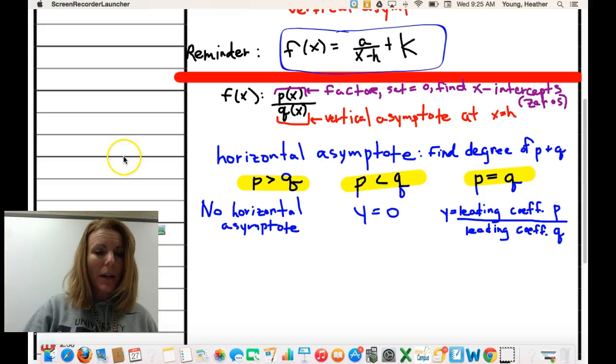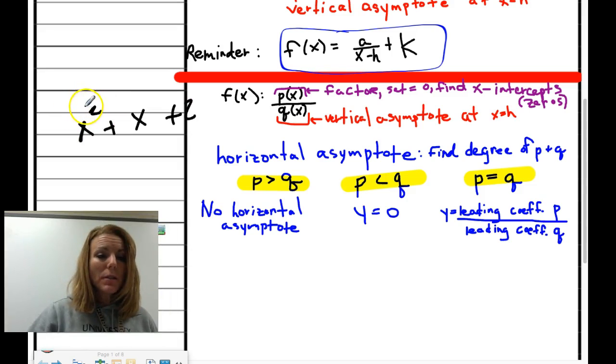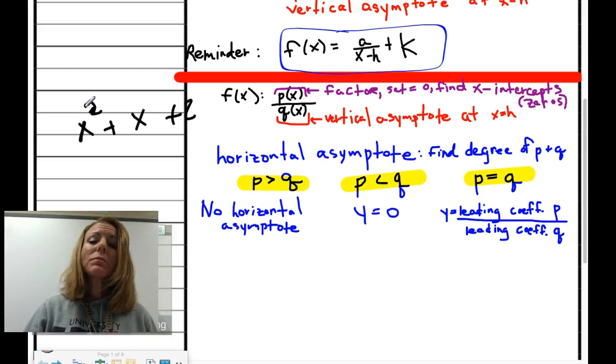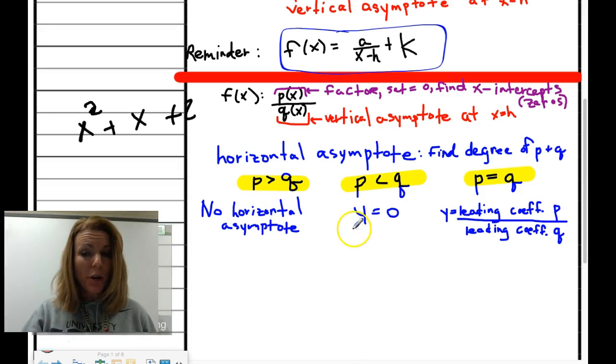For example, if I write over here x squared plus x plus 2, the degree would be a 2. That's how you find degree. Look at the highest exponent in a polynomial. If the degree of polynomial p is greater than q, there is no horizontal asymptote. If the degree of polynomial p is less than q, the horizontal asymptote is y equals 0.